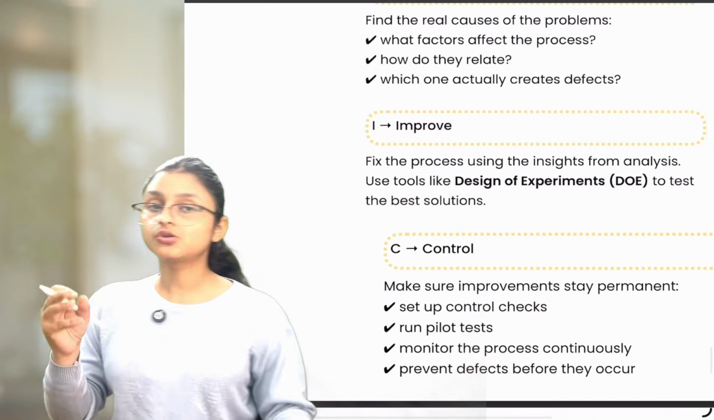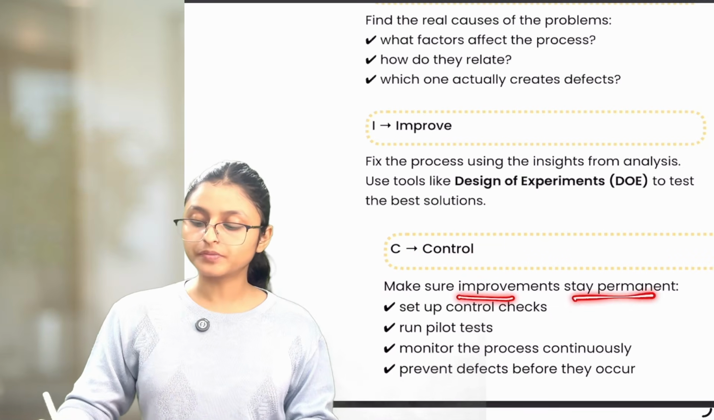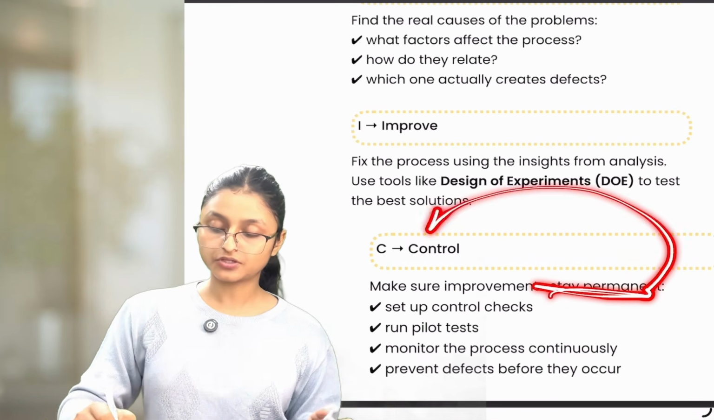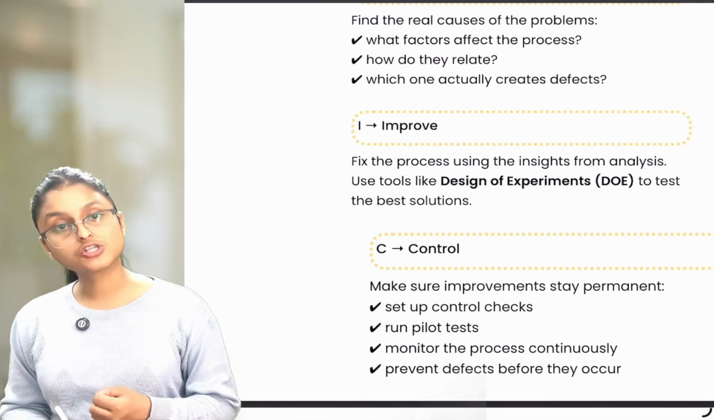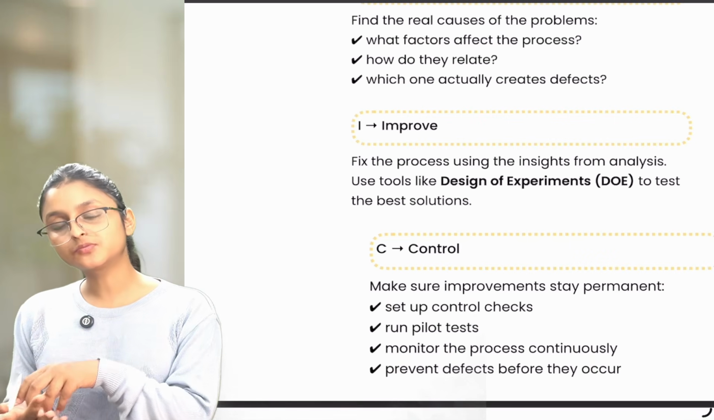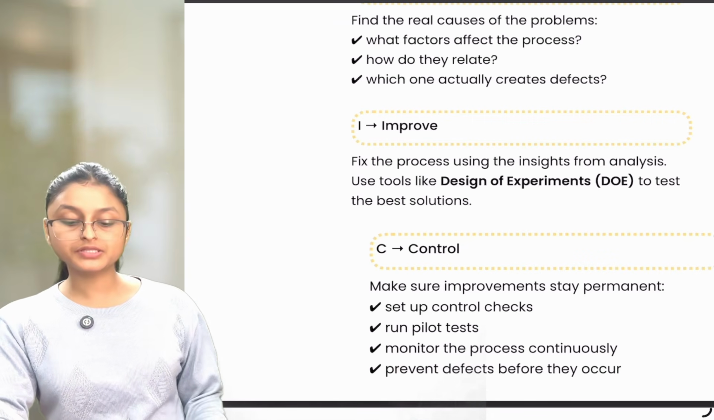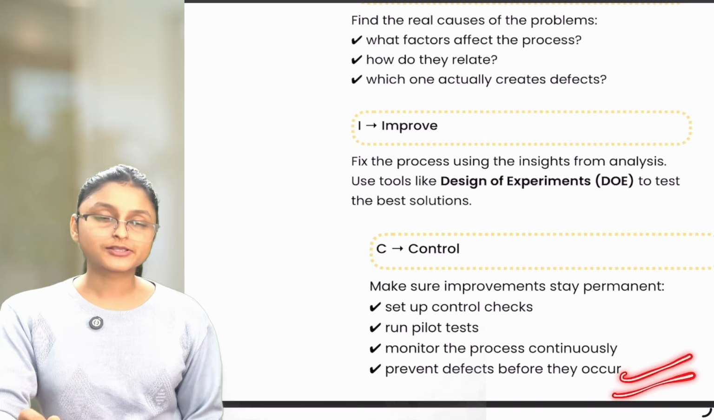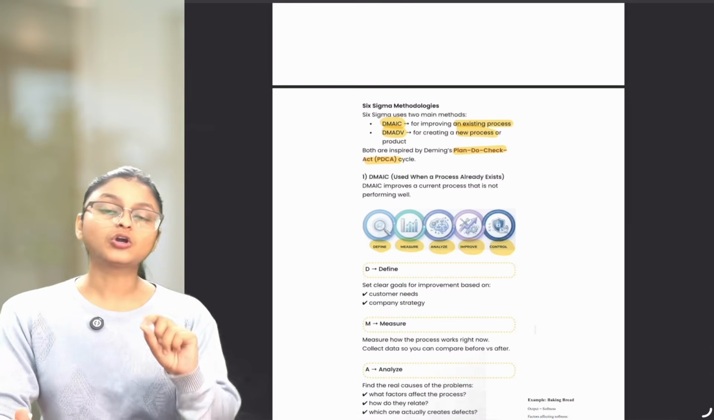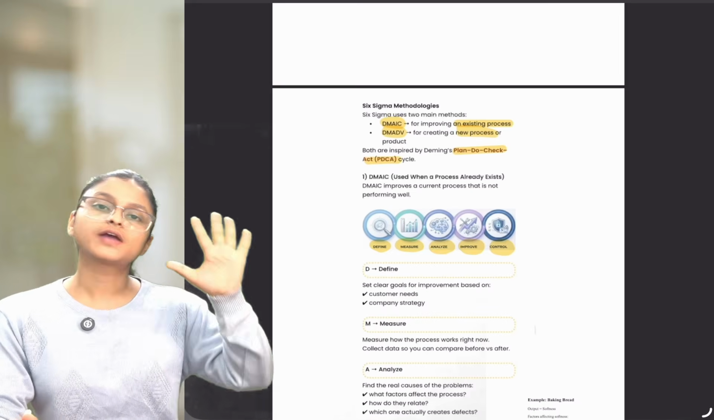After finding out the best solution, you will implement it. After implementation, you need to control. That is, make sure improvements stay permanent. Whatever improvement you made, make sure that improvement stays permanent, and for that we need to control the process. Set up control checks at different places. Run pilot tests. That means just apply that particular improvement at one place. If it works well, apply it in the whole organization. Monitor the processes continuously and prevent defects before they occur by checking that everything is happening as per the solution or not. This is DMAIC when you want to improve your existing process. First, define, measure, analyze, improve, and control.